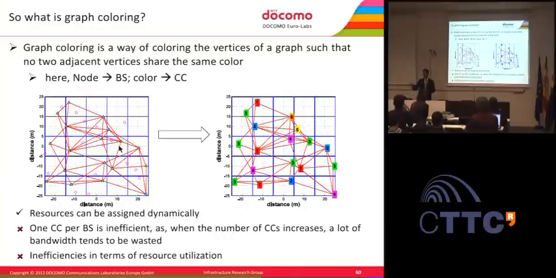So if we apply our graph coloring theorem, we might come up with a configuration like this, where colors are assigned to each node in such a way that there is no interference between neighboring nodes. This is great. So we've solved our problem. We've assigned one component carrier to each base station in such a way that there's no interference. But that's the problem. We've only assigned one component carrier. What about the rest of them that we have available?